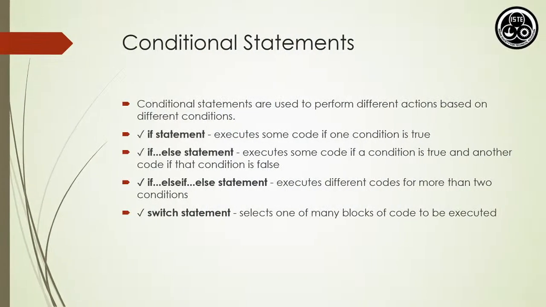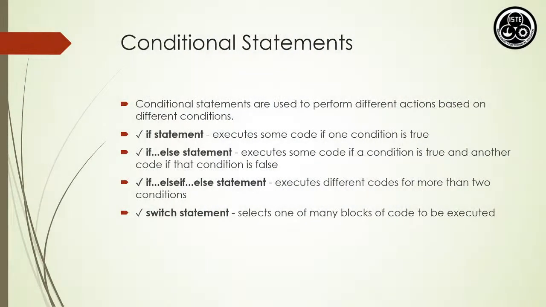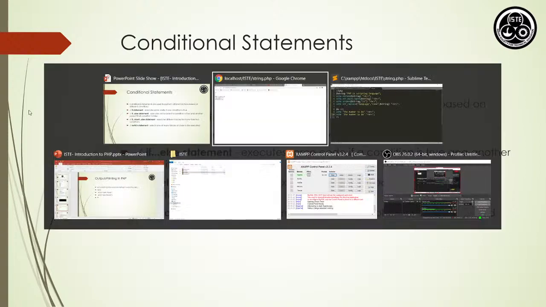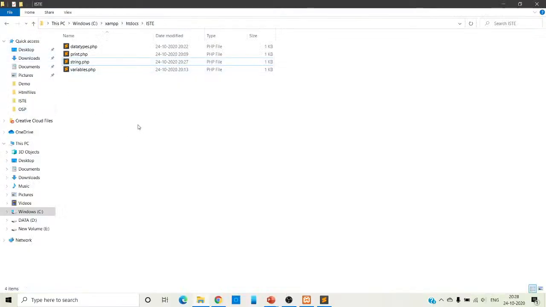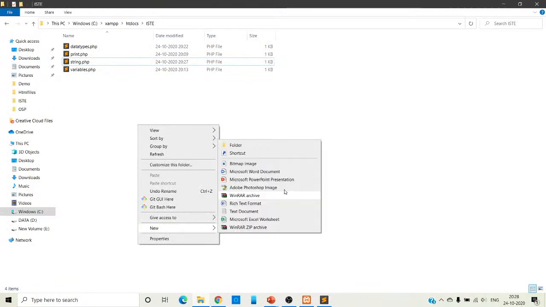Then let's move further. Conditional statements. In this we will be seeing the 4 major conditional statements. Conditional statements perform an action only if the condition is satisfied. There are 4 conditional statements: if, if else, else if, and the switch statement. Let me show you each one by one. Create one new file over here.